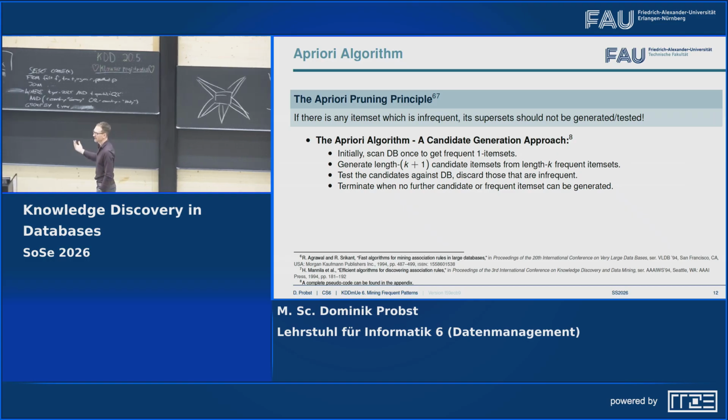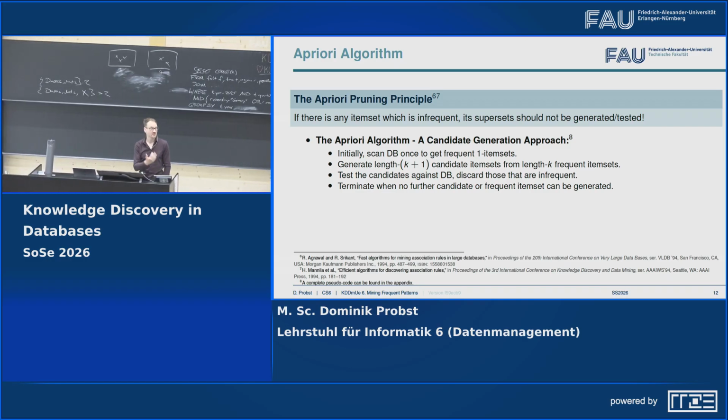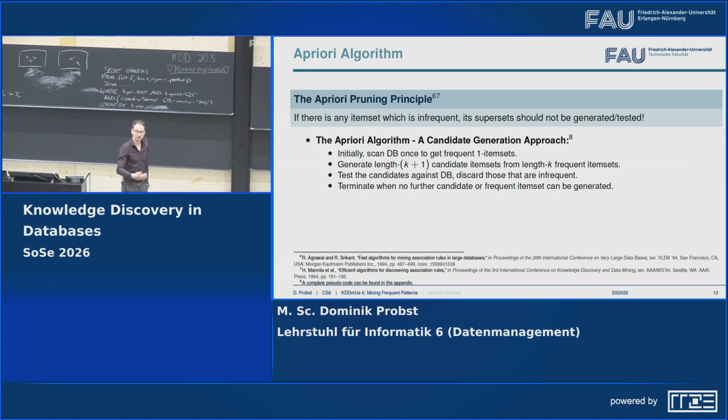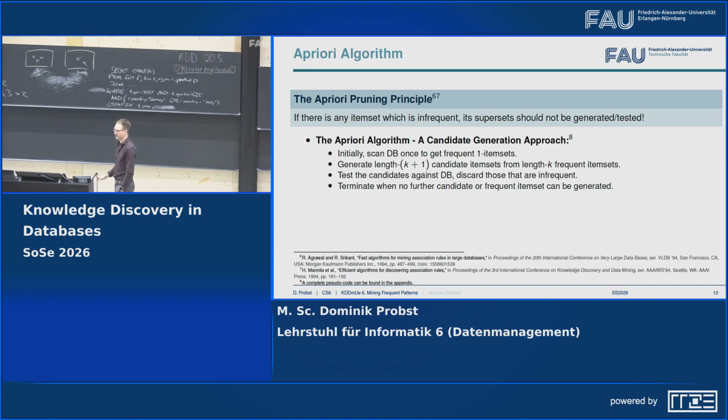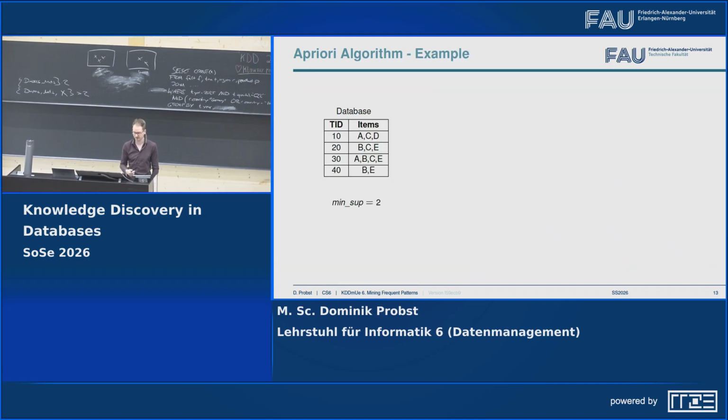And we then only have to count our candidates, not every possible combination. And we do that as long as we can generate candidates. We will have a small example in a second that might be more obvious than this one. And after the point where we can't generate any more candidates, we stop the process and we found all frequent item sets. And it's guaranteed to find all frequent item sets. Let's do it in a small example.